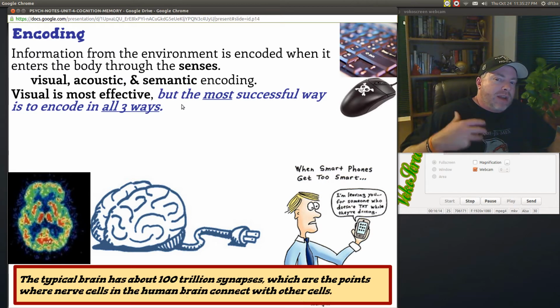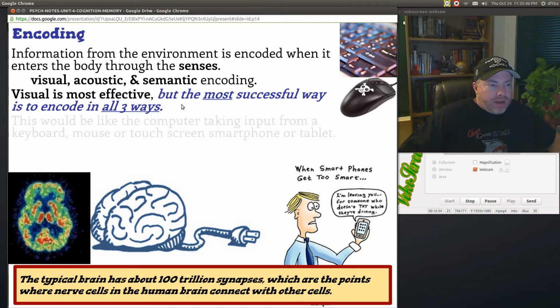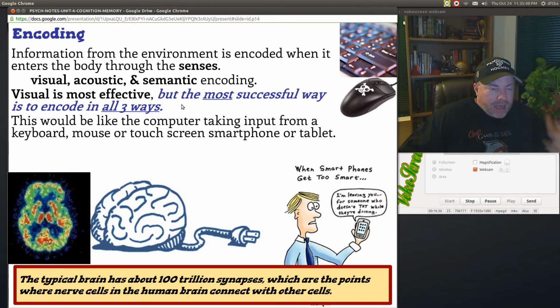So I try to explain this to new teachers when I work with them, which I used to do a lot: don't think that you have one certain way of teaching and that's going to help your students learn the material. Presenting it in multiple ways is probably the best, because that's what the brain wants. It wants to see all three of these areas highlighted or sparked. So this would be like a computer taking input from a keyboard, mouse, touchscreen, or a smartphone or tablet, as we've mentioned before.